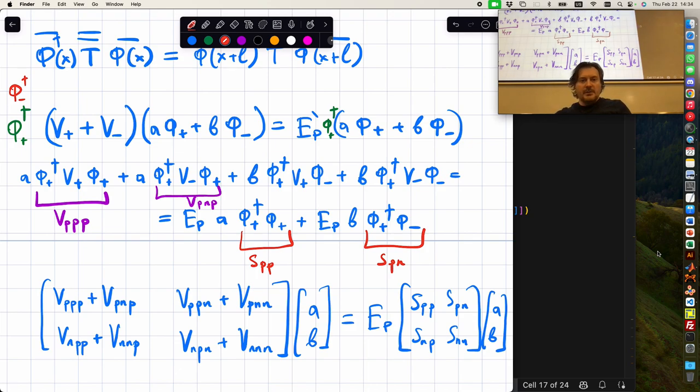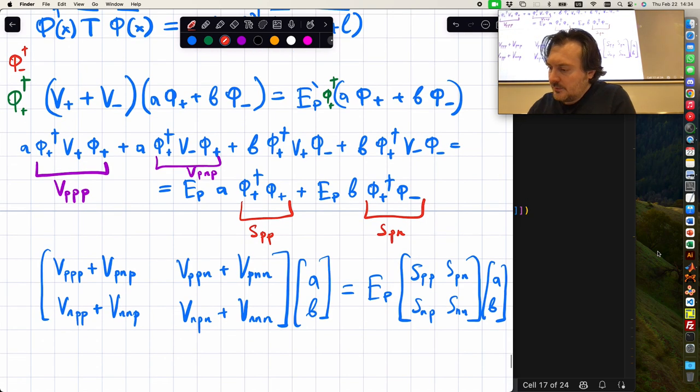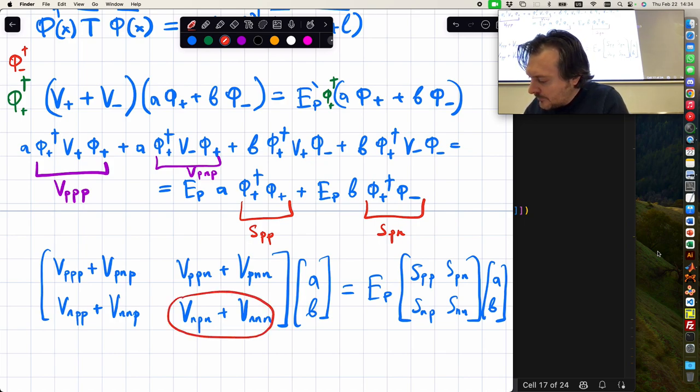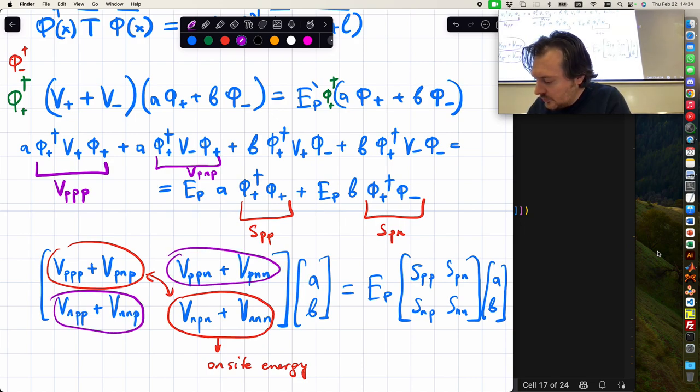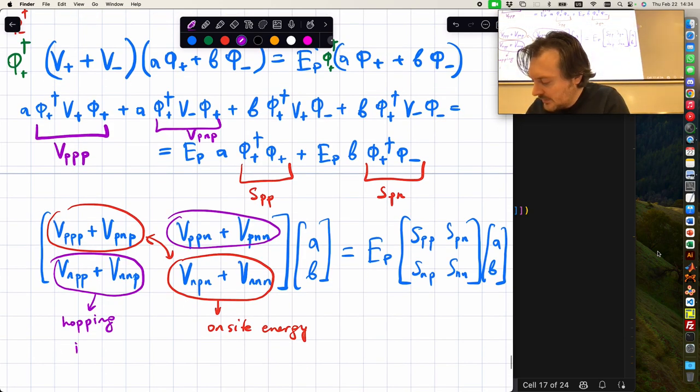I was talking about these terms, so let me give some names to these terms. This is what we call on-site energy. And on-site energy, this one is equal to that one. And these two, yes, hopping integral, let's call it hopping integral.